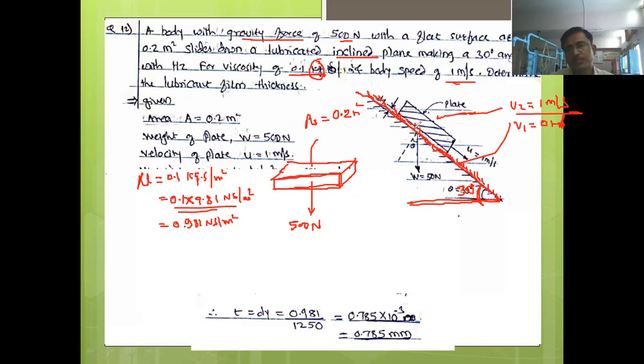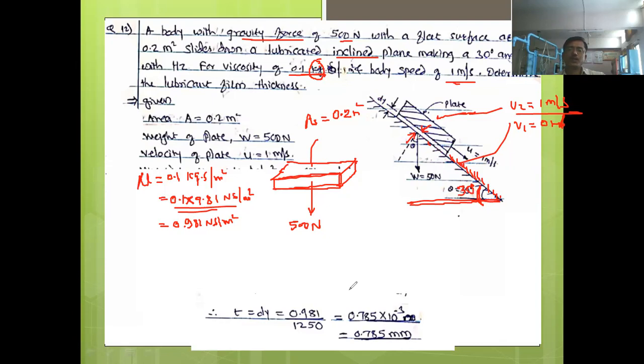The thickness of the lubricating oil that is put on the surface, we have to find out. This thickness, from here to here, is the space between the surface and the object. That space is filled with the oil, and that thickness we have to find out. Okay, this is the problem.